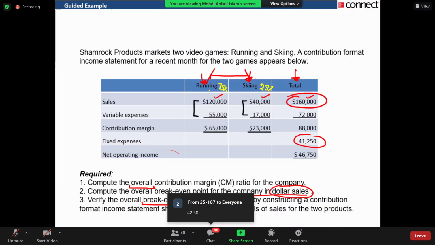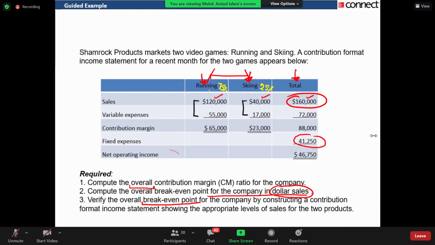Okay, let me check what you have written. You are saying 46% for running and 43% for skiing video games. So are you rounding it into two decimals? I like to get at least one digit after.